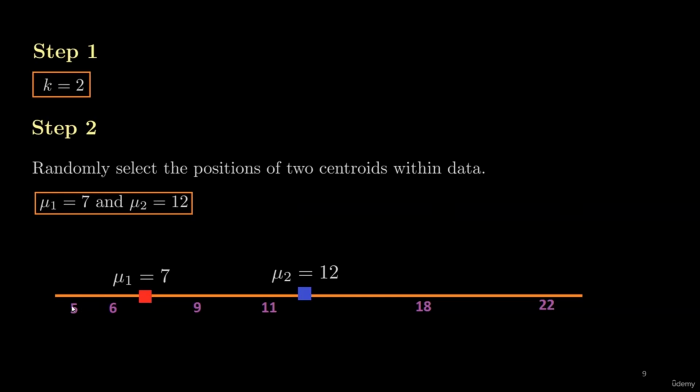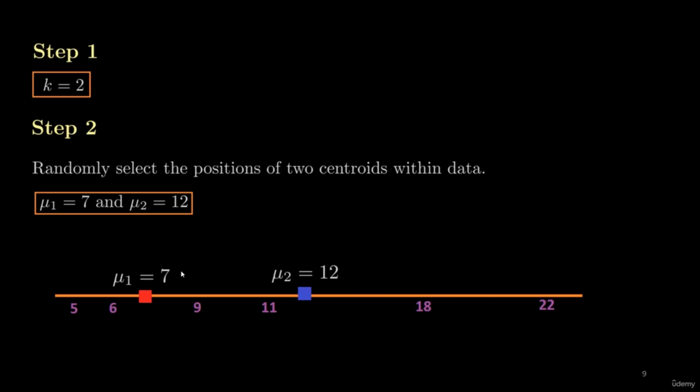I have 2 centroids. So start with 5. 5 is nearest to 7. This is very intuitive, and you can do it directly without any calculator. 7 minus 5 is 2, whereas 12 minus 5 is 7. So 5 is close to 7. Similarly, 6 is close to this centroid in terms of distance as compared to the other. Similarly, 9 is also close to this centroid, and 11 is close to this centroid. 18 is also close to this centroid because 18 minus 12 is 6 and 18 minus 7 is 11. So 6 is smaller than 11. Therefore, 18 is close to this one. Similarly, 22 minus 12 is 10 and 22 minus 7 is 15.